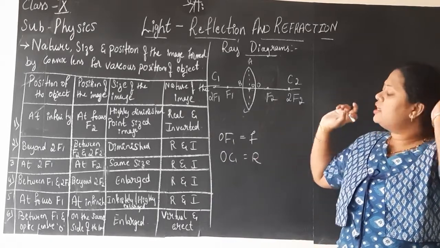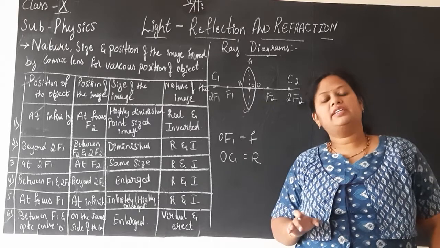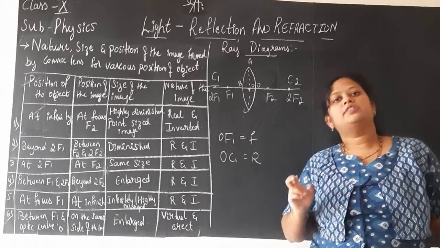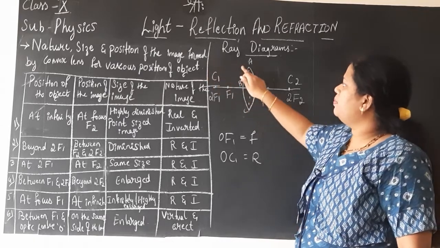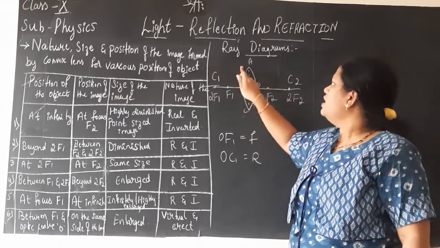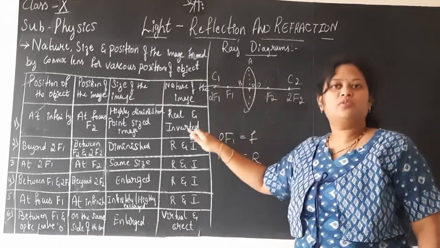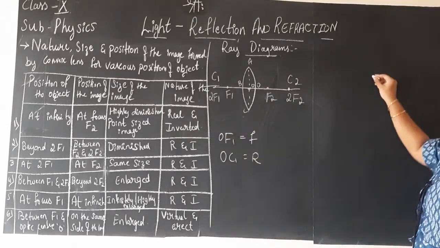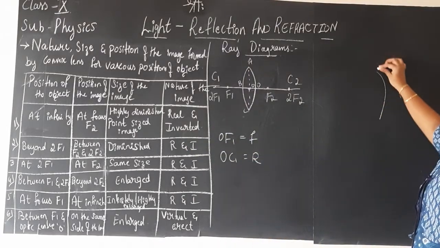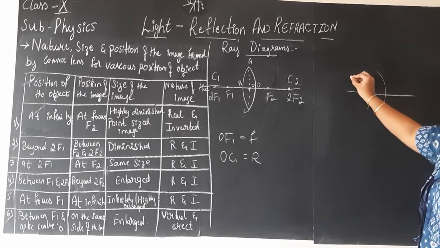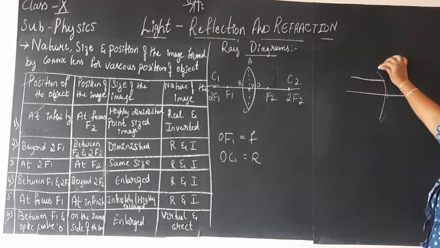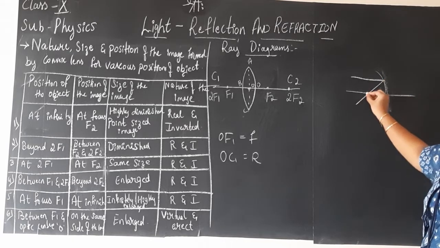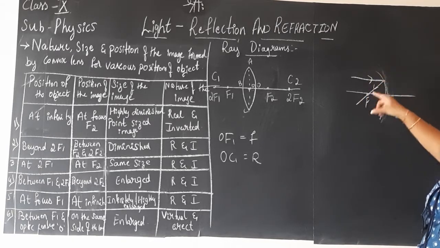Now, in the case of the mirror, you have studied that when a ray of light is passing parallel to the principal axis like this, if it is going parallel to the principal axis, it used to reflect and pass through the principal focus. I will show you here fast. A ray of light passing parallel to the principal axis, after reflection, will pass through the principal focus of the mirror.